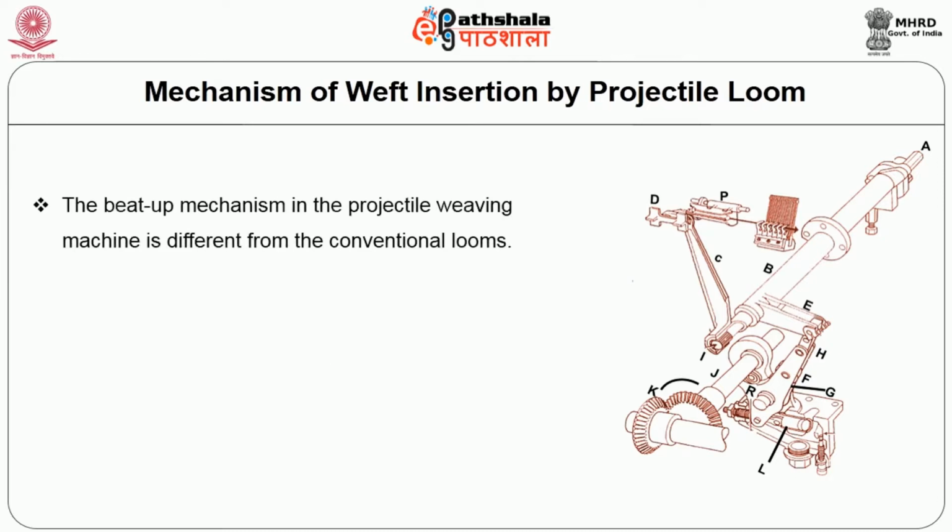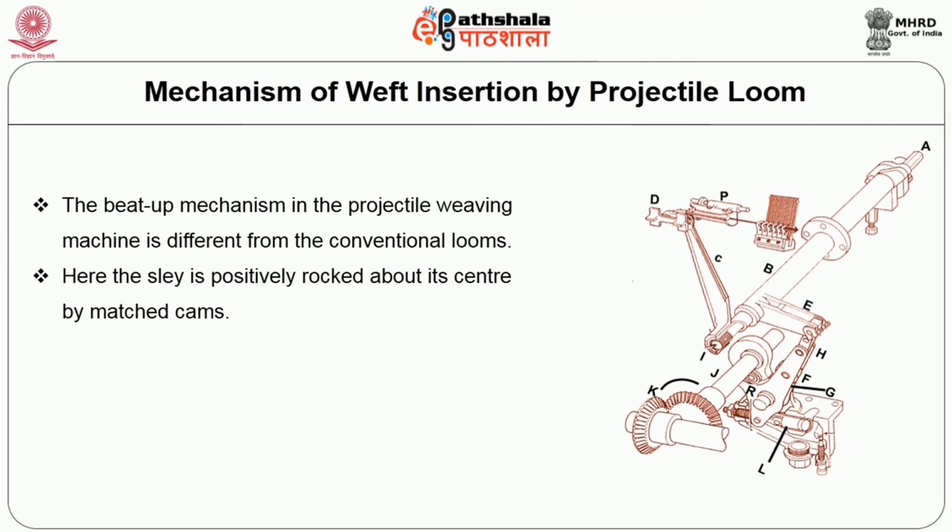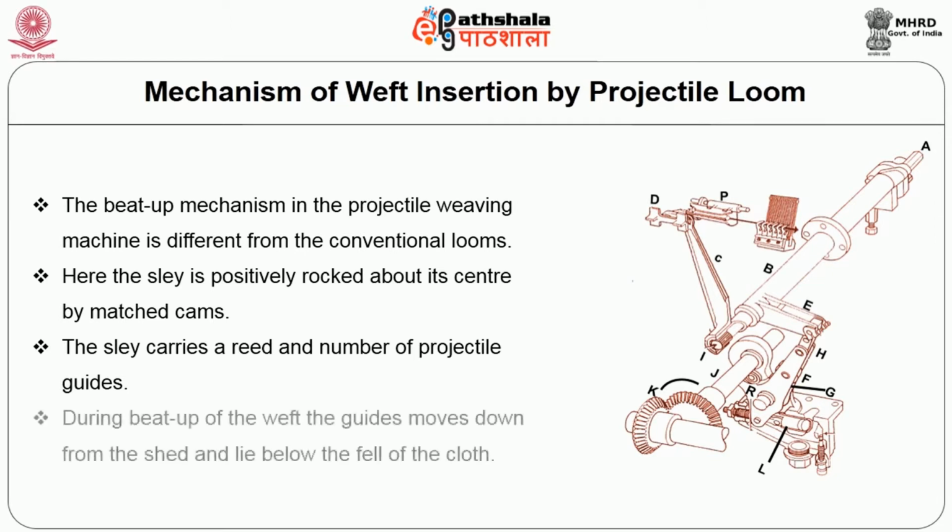The beat-up mechanism in the projectile weaving machine is different from the conventional looms. Here, the sley is positively rocked about its center by matched cams. The sley carries a reed and a number of projectile guides. During beat-up of the weft, the guides move down from the shed and lie below the fell of the cloth.